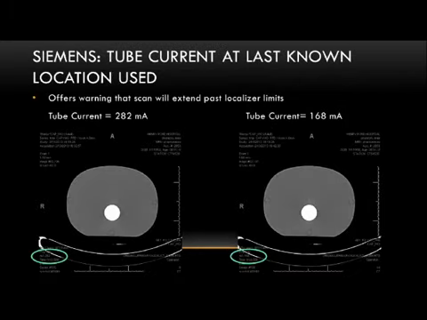For the Siemens system, it ended up using the tube current at the last known location, its last best guess for what the attenuation was as it went through the rest of it. Which was not bad for this situation, but if you were then all of a sudden going through the pelvis, you would have all kinds of image quality issues.